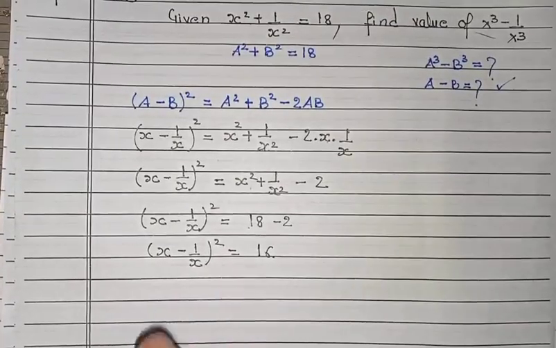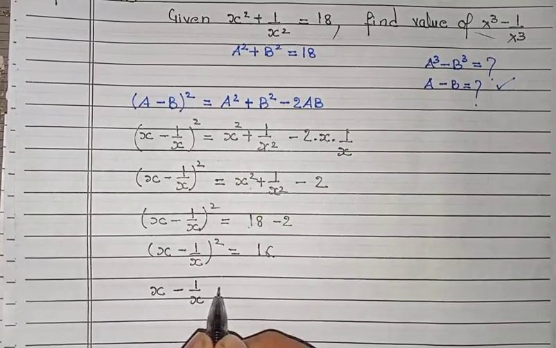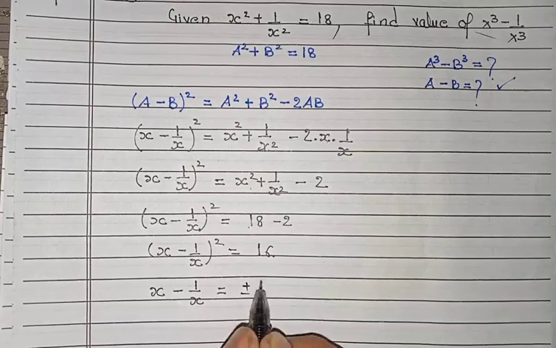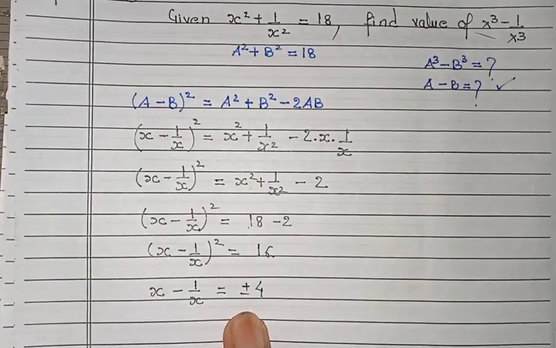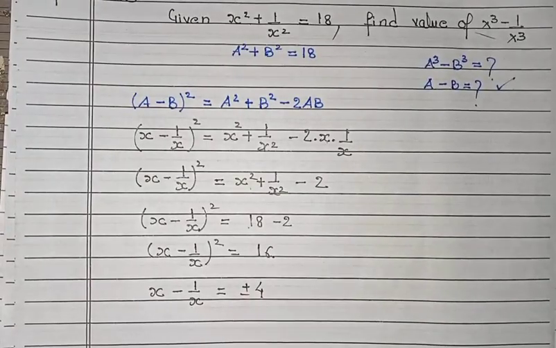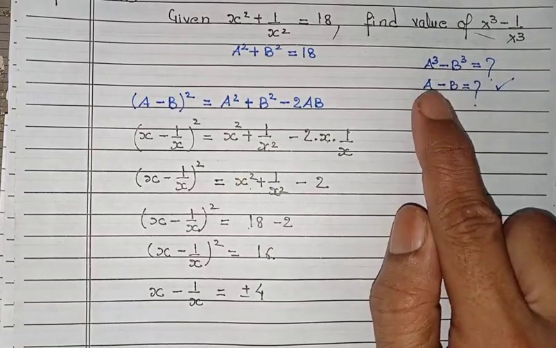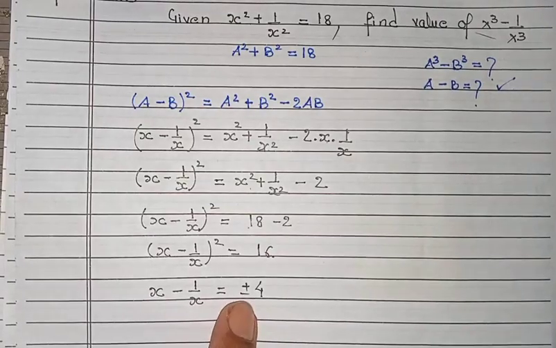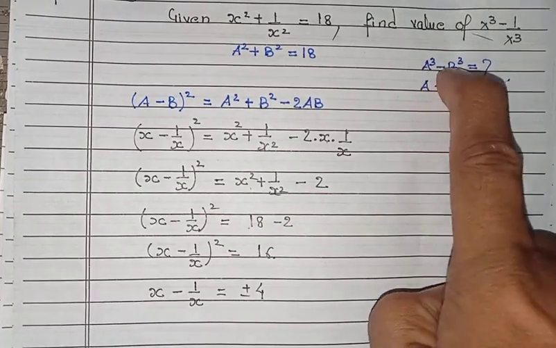Now taking the square root, you will be getting x minus 1 upon x is equal to square root of 16, which will give you plus minus 4. Remember, taking the square root you will get the result as plus minus 4. So as the question says, we have to find a cube minus b cube. So first of all we need to get a minus b. So we have got a minus b. Now we need to find a cube minus b cube.